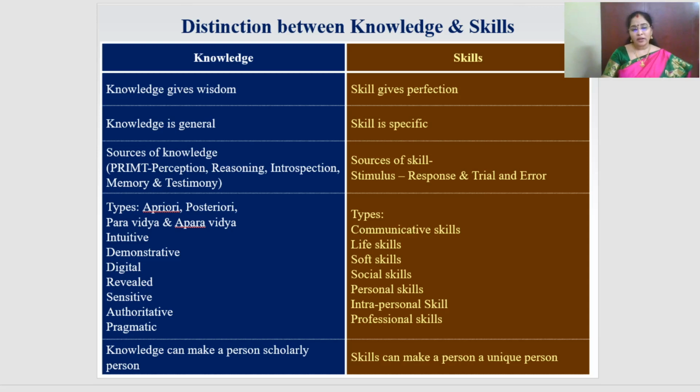Knowledge is the one which will give us the wisdom, but skill gives perfection. Knowledge is general, skill is specific. The sources of knowledge are perception, reasoning, introspection, memory, testimony. The sources of skill are stimulus response and trial and error. We can eliminate all the wrong trials and cling on to the right trial.